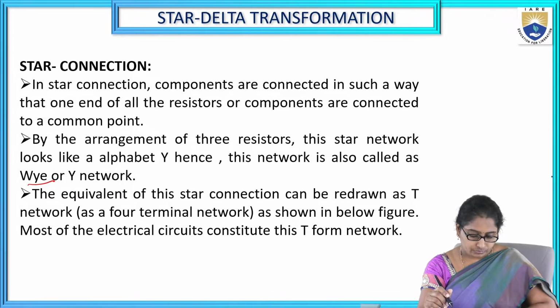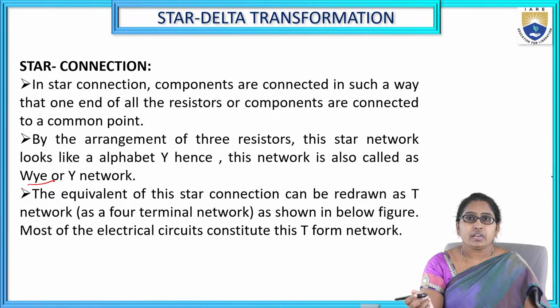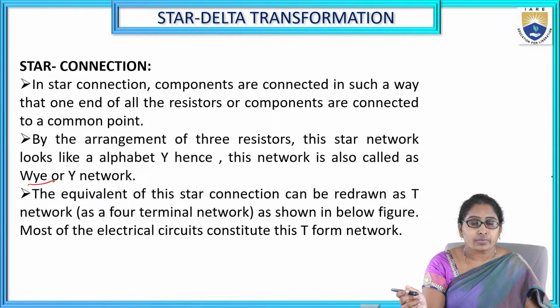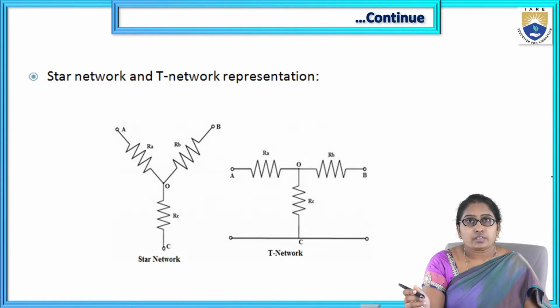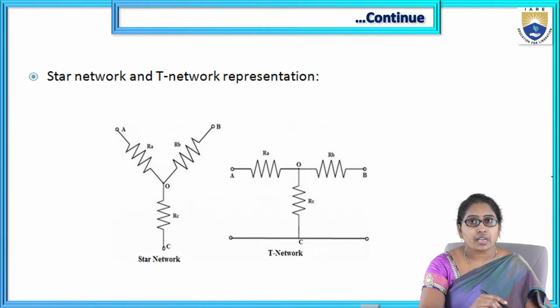Most electrical networks constitute this T-form network. Many electrical circuits have this T-form circuit. Now this star network and its equivalent T representation is shown like this. On the left side, you can see a star network, where one end of the three elements is connected to the common point O.